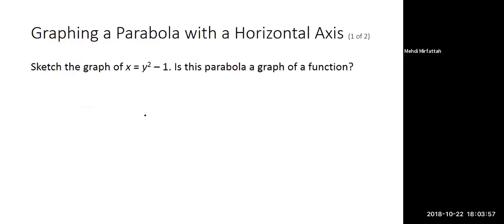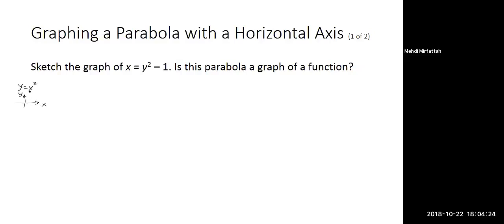Sketch the graph of x is equal to y squared minus 1. So what is this? What kind of parabola is this? I know it's a parabola because when one variable is a square and the other one is not, it's a parabola. When I have y is equal to x squared, this would be a parabola that opens on what axis? You guys remember?